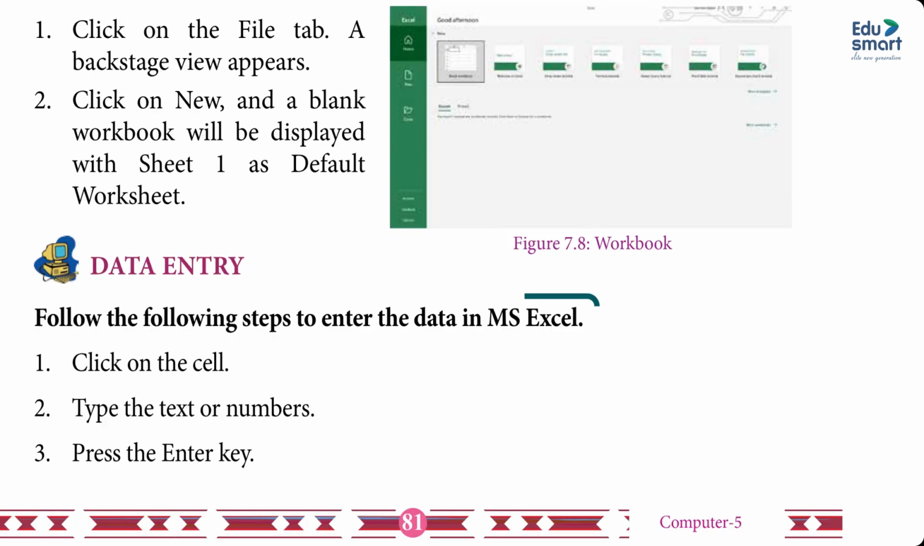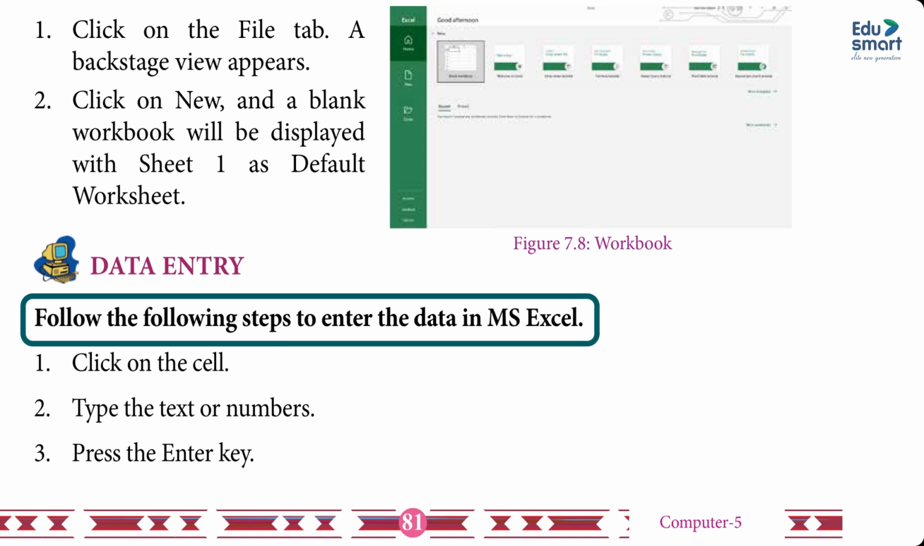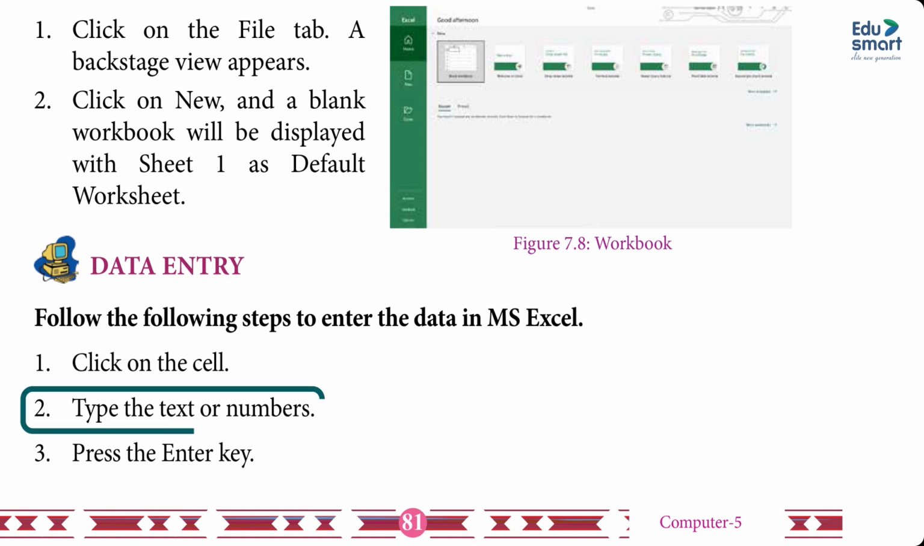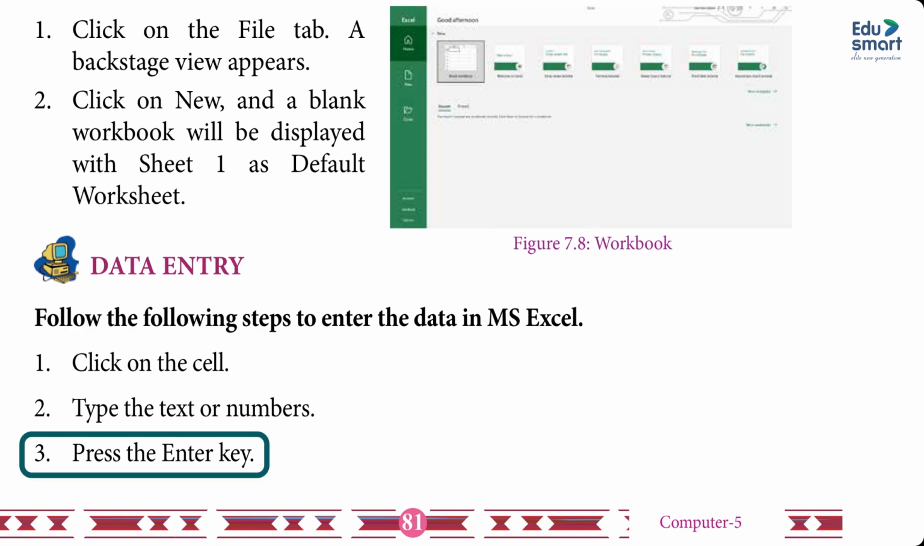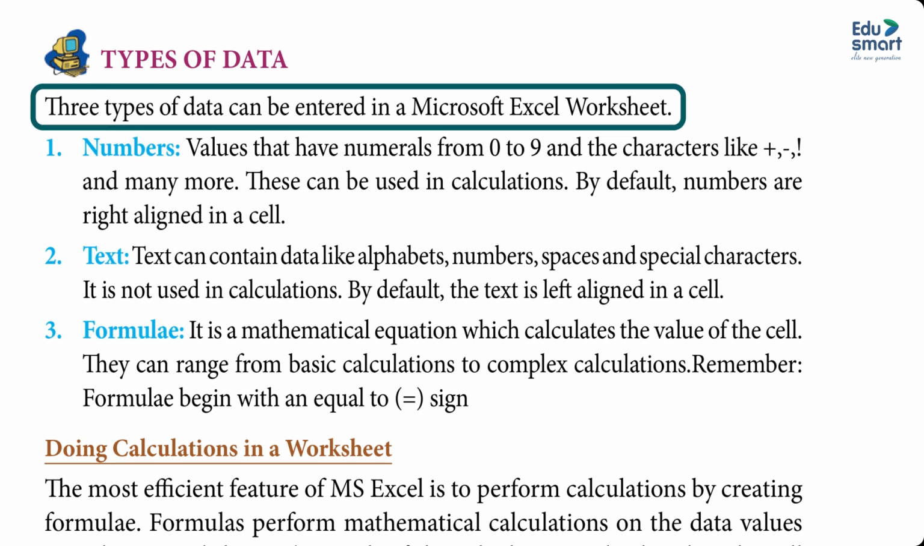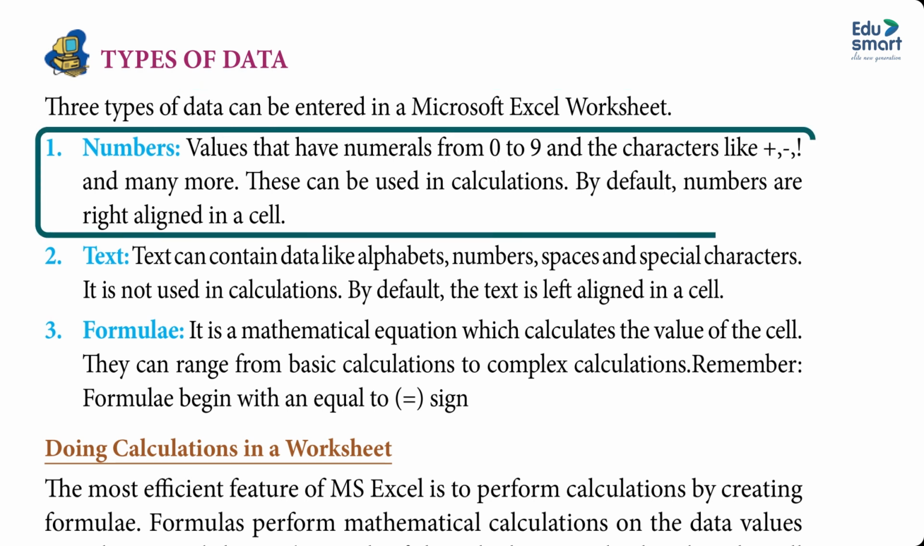Data entry. Follow these steps to enter data in MS Excel. 1. Click on the cell. 2. Type the text or numbers. 3. Press the Enter key. Types of data. Three types of data can be entered in a Microsoft Excel worksheet. 1. Numbers. Values that have numerals from 0 to 9 and characters like plus, minus, exclamation mark and many more.